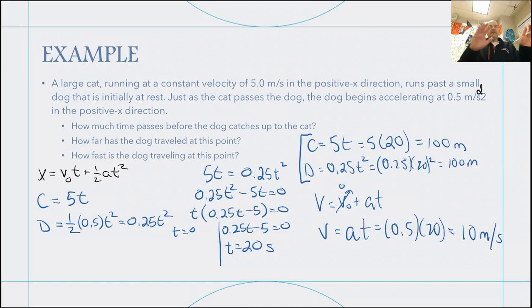This is a little bit easy because we've got them going in one direction; they're both traveling in the positive x direction. In the next video, we're going to talk about frames of reference and relative motion, so what happens to the cat and the dog when they're traveling in horizontal and vertical directions.